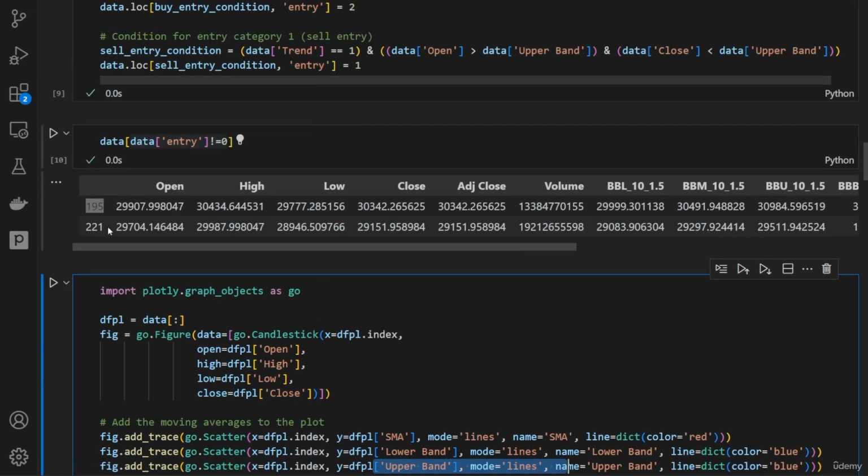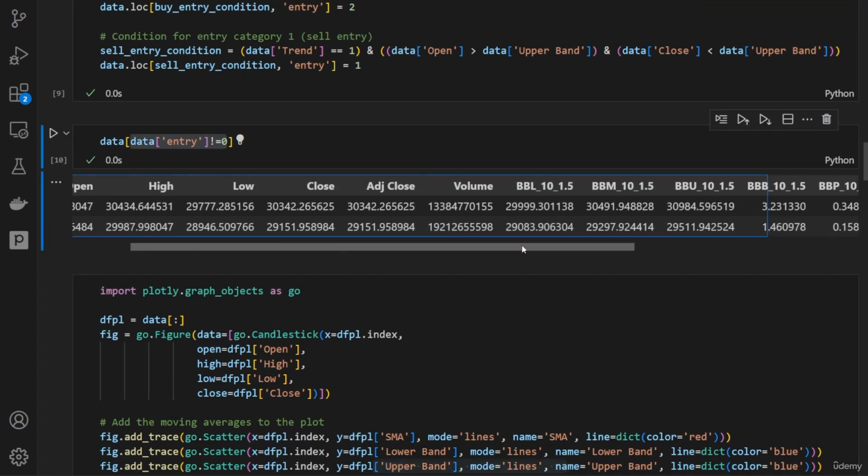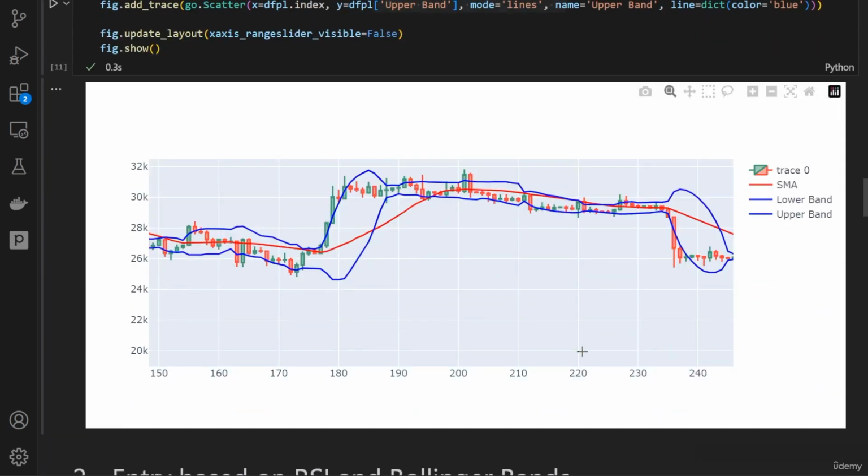Let's check the other one. So we have 221. It's a short signal. It's a shorting signal, category 1. So 221 is around here. Indeed, we have a downtrend because this is the red curve, the moving average, and all the candles before this candle, 221, are below the curve. So we are in a downtrend, so we're looking for a short position.